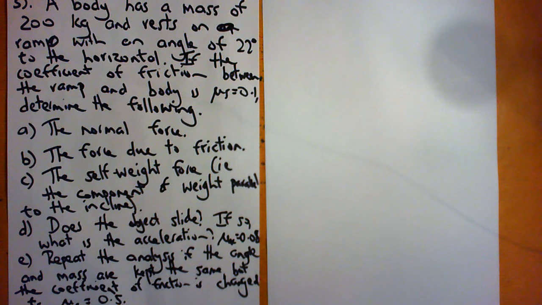A body has a mass of 200 kilograms and rests on a ramp with an angle of 22 degrees to the horizontal. If the coefficient of friction between the ramp and the body is 0.1, determine a few things.